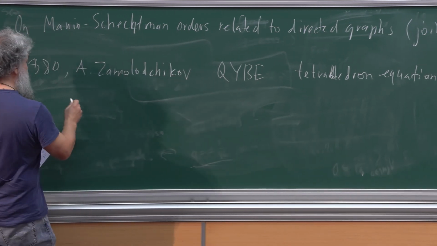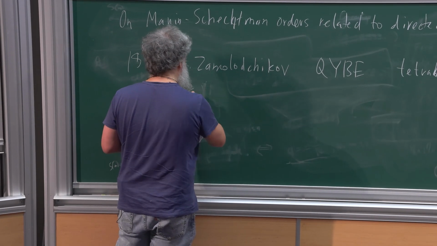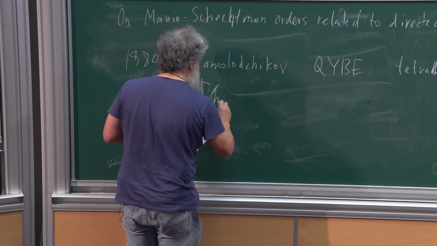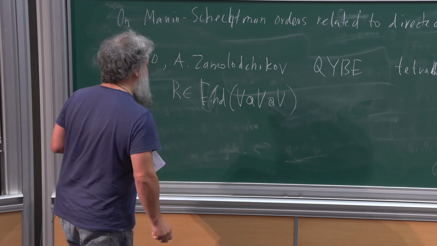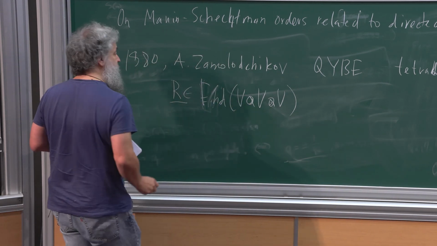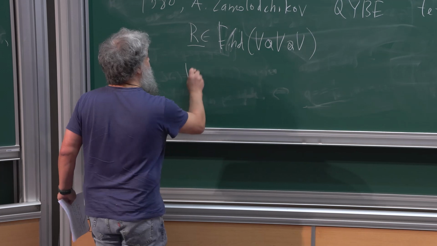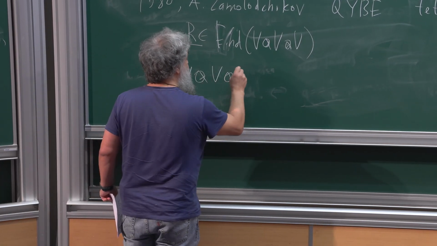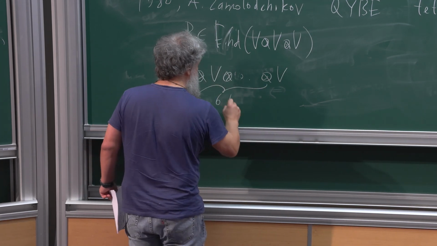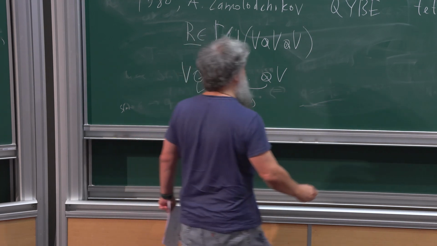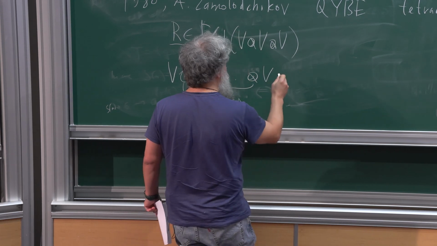So we just take some matrix in the endomorphism of the tensor product 3 times V, and we say that it is a solution of the following equation if the following holds. We take 6 times V, and then consider the following two maps from this tensor product to itself.